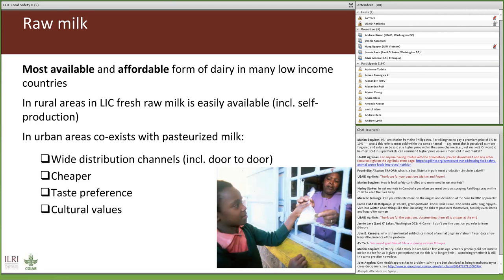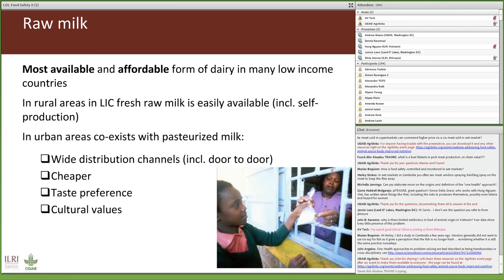And in fact, it's actually cheaper, can be up to 3 times cheaper or more than pasteurized milk. People have their taste and cultural preferences. And it has wide distribution channels. You can find it in so many outlets. There's also door-to-door selling. So obviously, it's easy to get. It's cheaper. So obviously, most people will consume it.